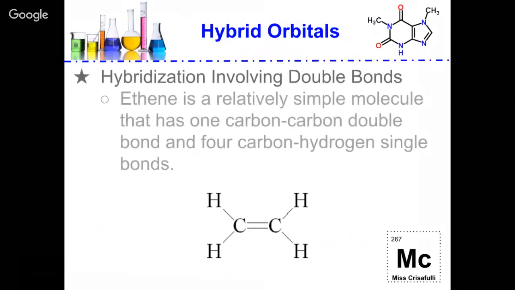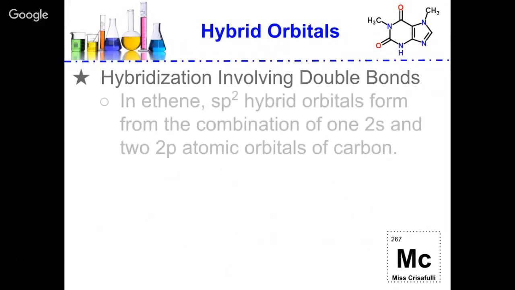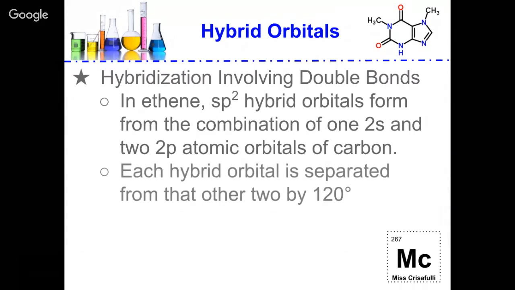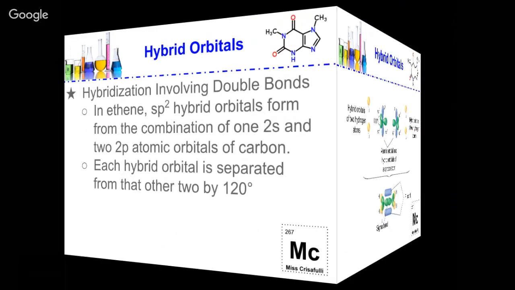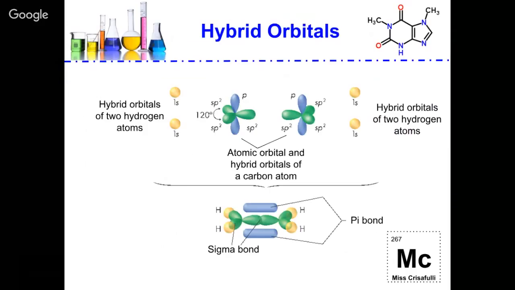So let's talk about double bonds. Ethene is a relatively simple molecule that has one carbon-carbon double bond and four hydrogen single bonds. The sp2 hybrid orbitals form from the combination of one 2s and two 2p atomic orbitals of carbon. Each hybrid orbital is going to be separated by an angle of 120 degrees. So this picture is going to result.